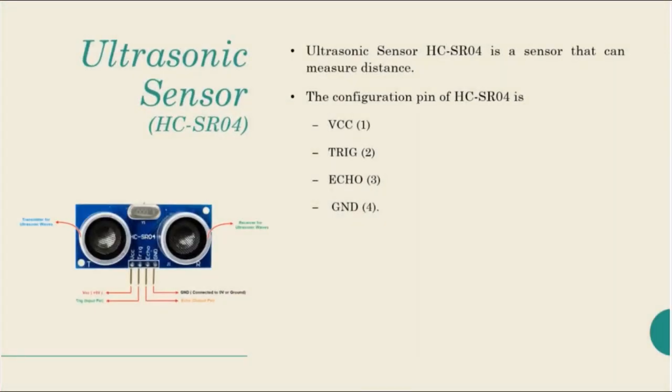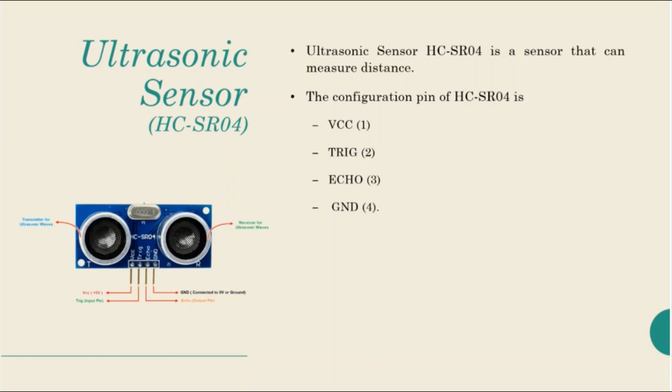First is the ultrasonic sensor. The ultrasonic sensor, also known as HC-SR04, is a sensor that can measure distance. It emits an ultrasound at 40,000 Hz, which travels through the air, and if there is an object or obstacle on its path, it will bounce back to the module. Considering the travel time and the speed of sound, you can calculate the distance.